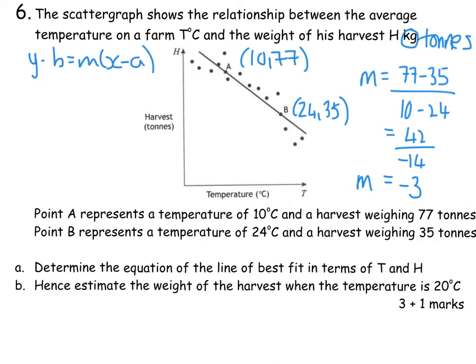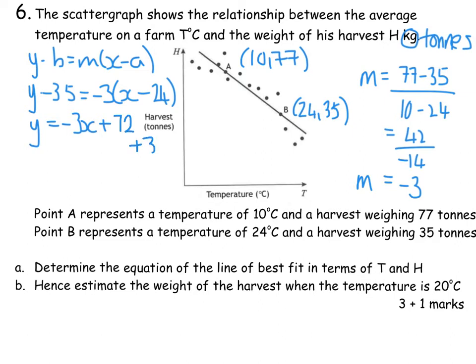I'm going to use the 24 and 35 just because they're smaller numbers. So I'm going to have y take away 35 equals negative 3 bracket x take away 24. If I multiply this out, I've got negative 3x plus 3 times 24 is 72. And then that plus 35 will come over. So I've got y equals negative 3x plus 107.